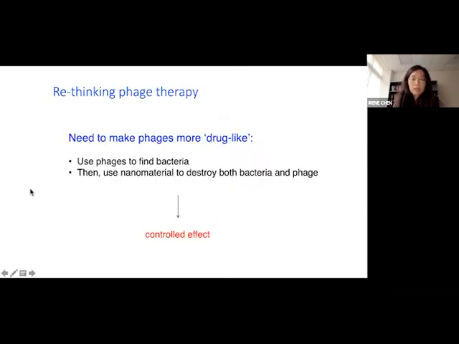So what we'd really like to do is to make phages more drug-like. So we want to take advantage of the things that phages are good for, such as finding bacteria and binding to bacteria, and then maybe use a nanomaterial to destroy the bacteria as well as the phage, so that we can avoid some of these downstream consequences that are kind of unknown. So to try to control this effect, we've been making phage nanomaterial conjugates.